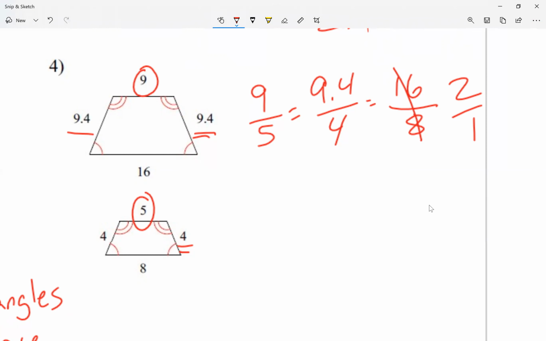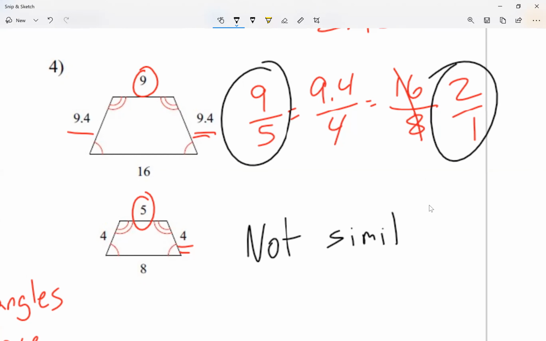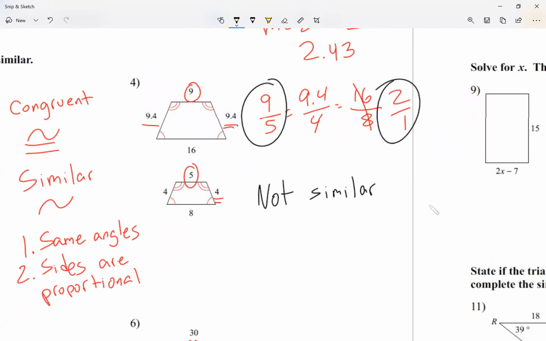I see two fractions that are not the same. In order for these to be similar, all of my fractions have to be proportional. I found two that are not, so I don't need to check the third one. I'm just going to say this is not similar. The angles have to be equal and the sides have to be proportional. So not similar because the sides were not proportional.